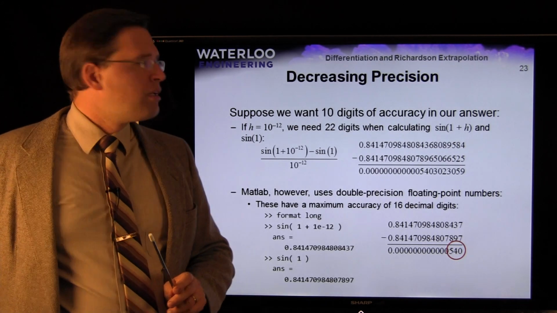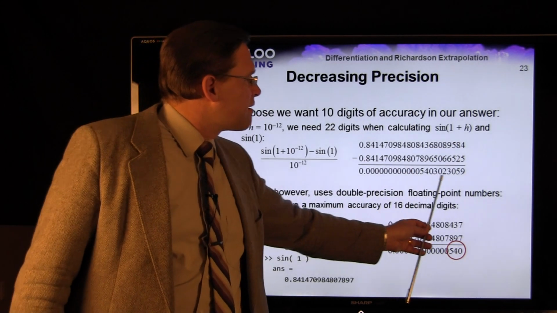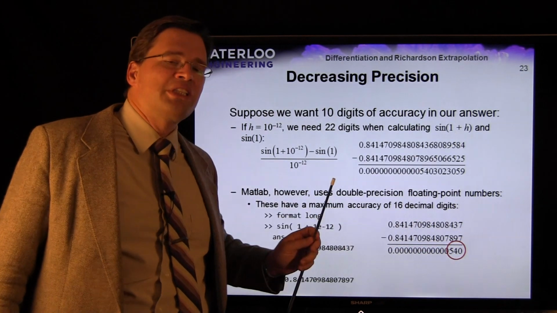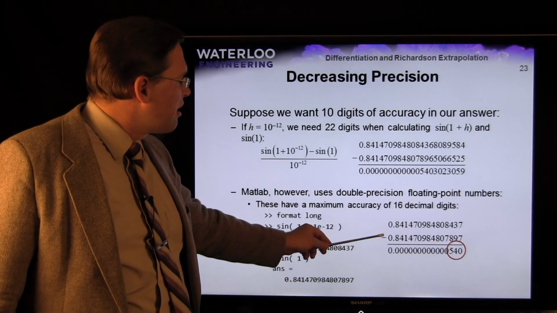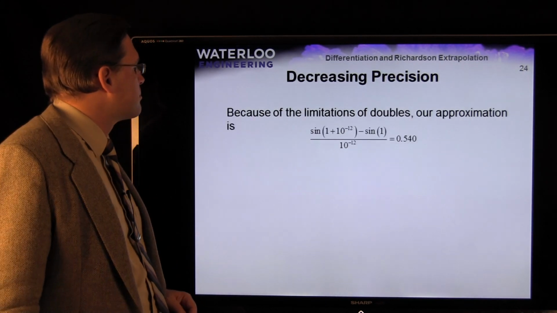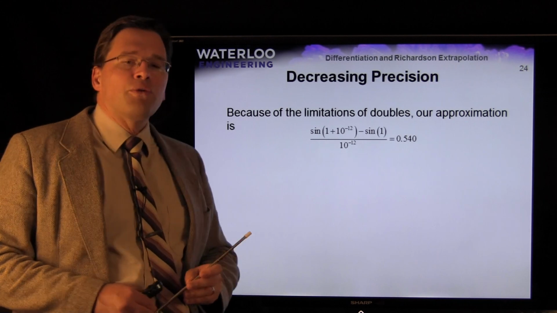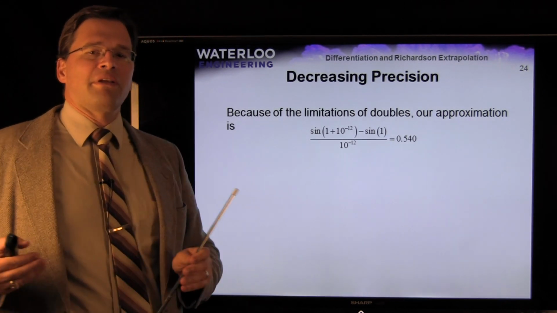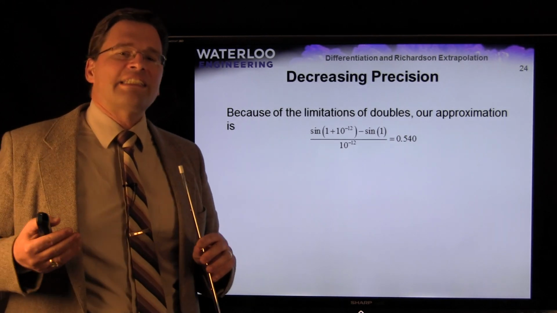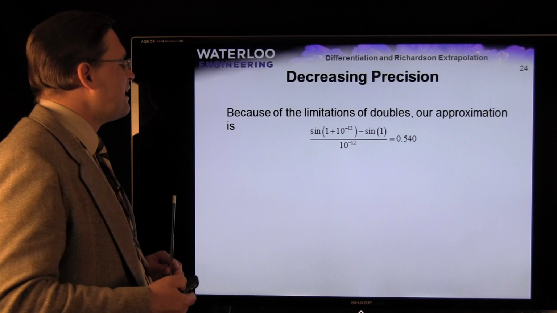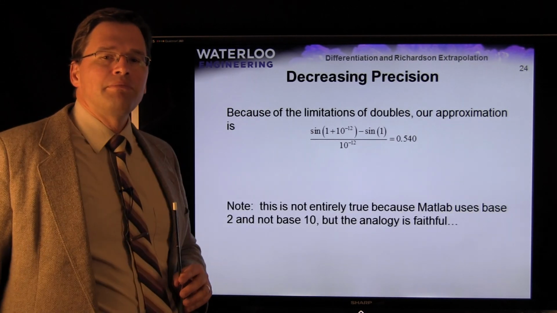So essentially, our approximation, once we divide by 10 to the negative 12, would be 0.5400000. So we'd lose the accuracy we have here because we have restricted precision in the calculation of both sine at 1 plus h and sine at 1. So this is the problem with the double precision floating point representation. It has finite precision. So that gives us our inaccurate answer.